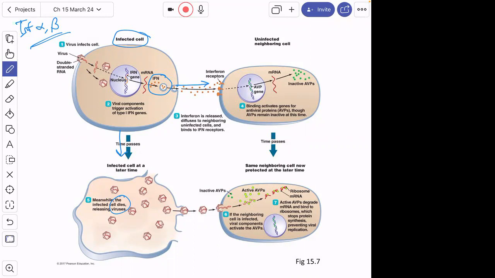But neighboring cells will have receptors for interferon, and that will cause the cell to make inactive antiviral proteins. If at some later time that cell becomes infected with a virus as well, then those antiviral proteins become activated and they bind to the cell's ribosomes in order to stop protein synthesis. That seems like it would be bad for the cell, and it would be, but just for a few days, it can stop making all proteins. So then the virus is not going to make its own proteins, and that tends to slow viral replication.